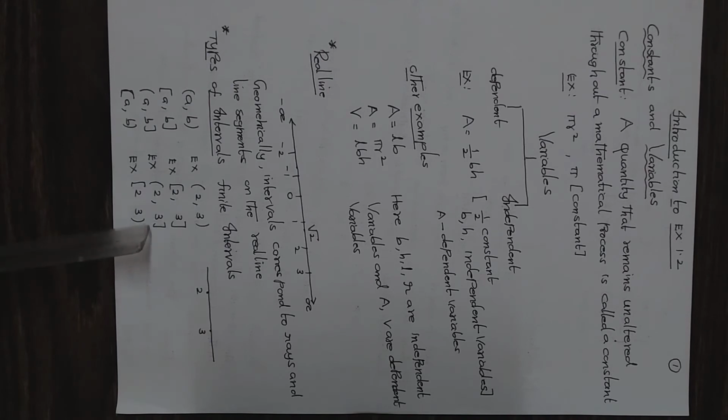But 3 is included because it is closed. Closed side, that value is included. Remember, open side we cannot include. Opposite to this one, closed [a, b). That means what? Here a is closed, b is open. So including 2, in between 2 and 3. But 3 you cannot include.